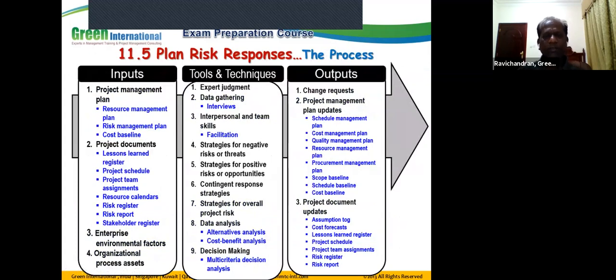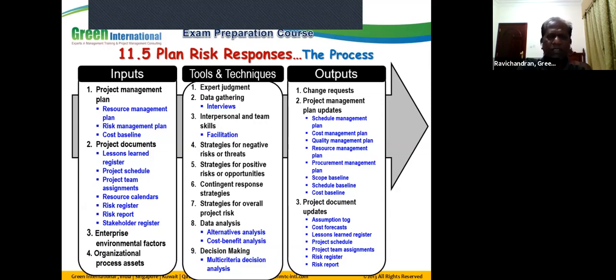Let's look at the process. So when I want to perform the risk response action plan, what do I need to have in my hand? Of course, the resource management plan helps me. In the risk management plan, I already thought about how I am going to perform the risk response planning and what are all the tools and techniques I may utilize, what are the strategies available with us in terms of dealing with the negative risk, and what are the strategies available with us in terms of dealing with the positive risk. We have already documented this in the risk management plan.